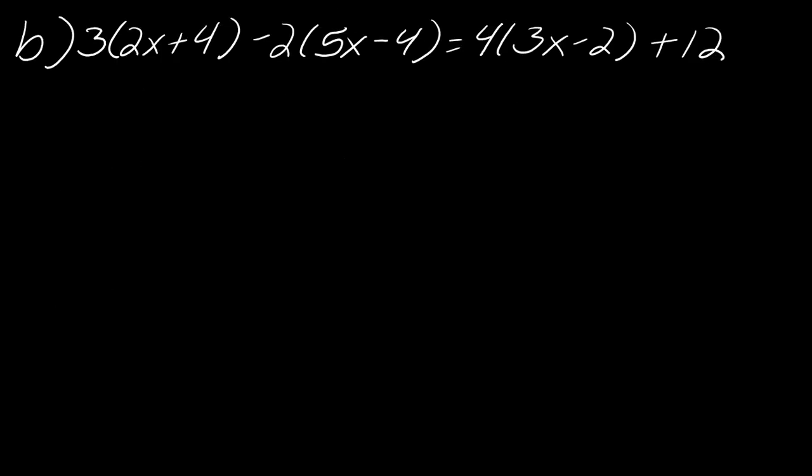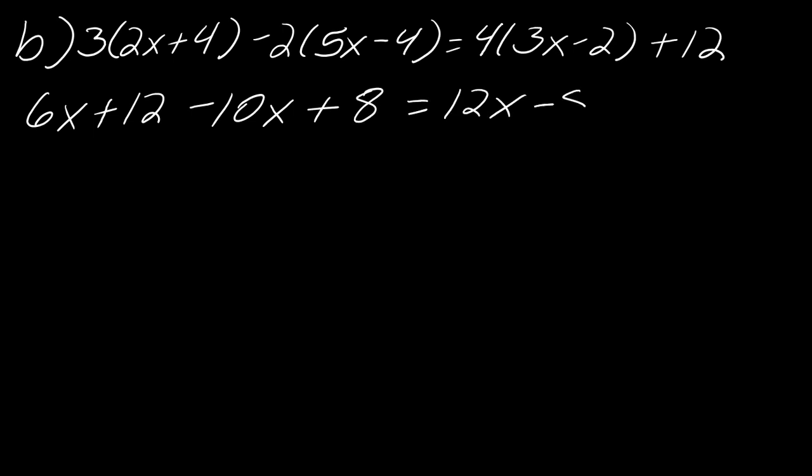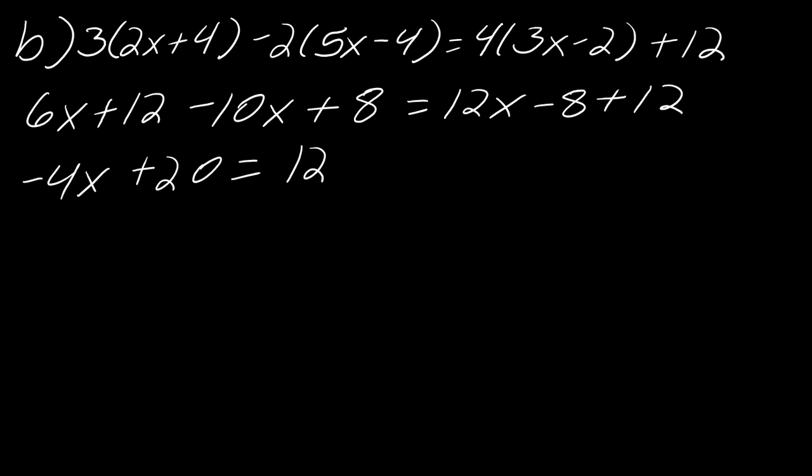Okay, so moving on to B here. Now I have quite a few things to distribute for this one. So I'm going to go ahead and just start distributing. So this is 6x plus 12 minus 10x plus 8 equals 12x minus 8 plus 12. Okay, so now we just need to collect like terms on each side. On the left side, I've got the 6x minus the 10x, so that's minus 4x, and then the 12 plus the 8, that's going to give me 20. And on the other side, I've got 12x, and then negative 8 plus 12 will give me plus 4. Oops, and I dropped my x, didn't I? Okay, 12x plus 4. Cool.